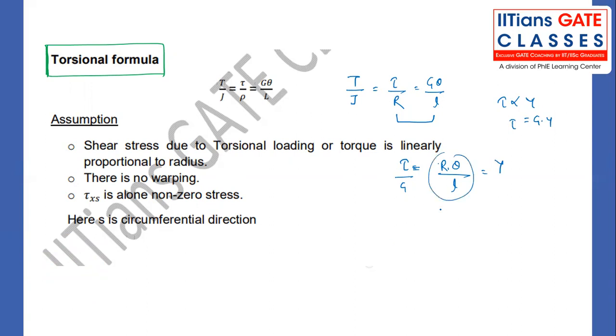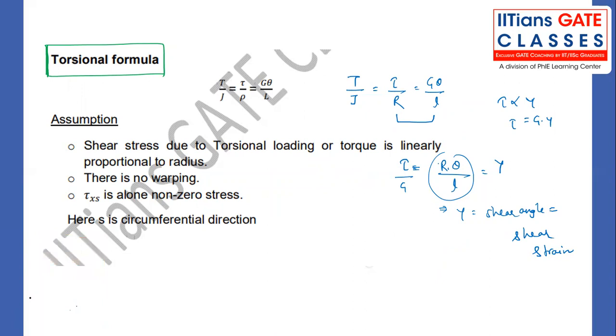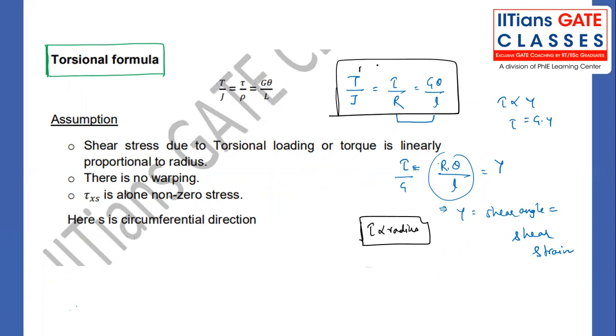So what will this term be represented by? Gamma, that is the shear angle, or we also call this the shear strain, my friend. Right? Shear stress will be directly proportional to radius. Everyone knows that from this twisting formula. Very much clear. Right? There is no warping.